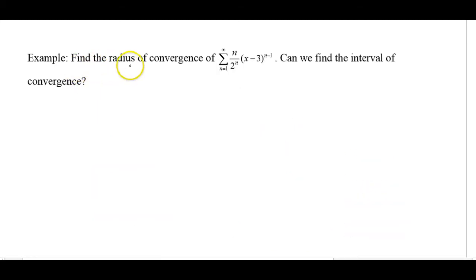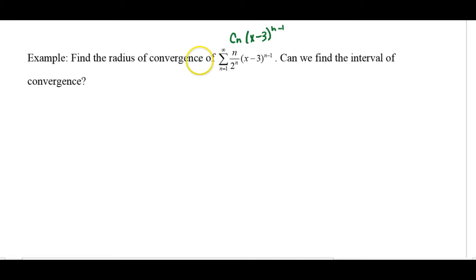Alright, in this next example, we want to find the radius of convergence for the sum of n equals 1 to infinity of n over 2 to the n times (x minus 3) to the n minus 1. And then, can we find the interval of convergence? This is an example where c sub n is not a constant. So n over 2 to the n is not a constant. And then this is (x minus 3) to the n minus 1. This is of the right form because my index starts at 1, so that's why my exponent here is n minus 1.